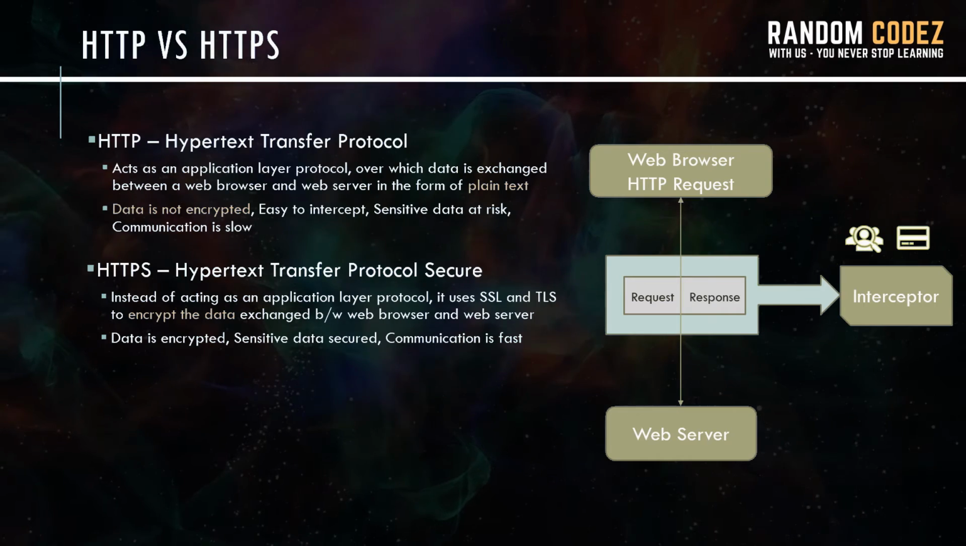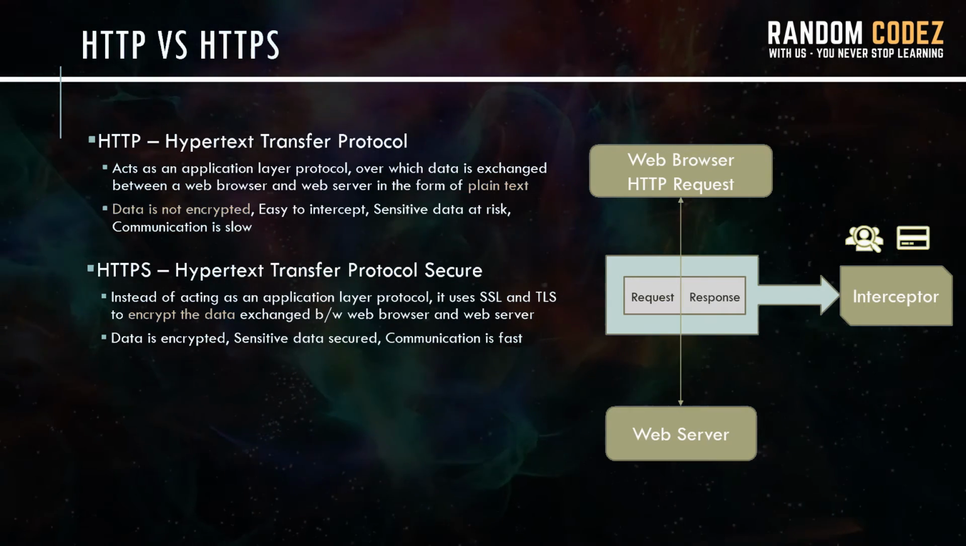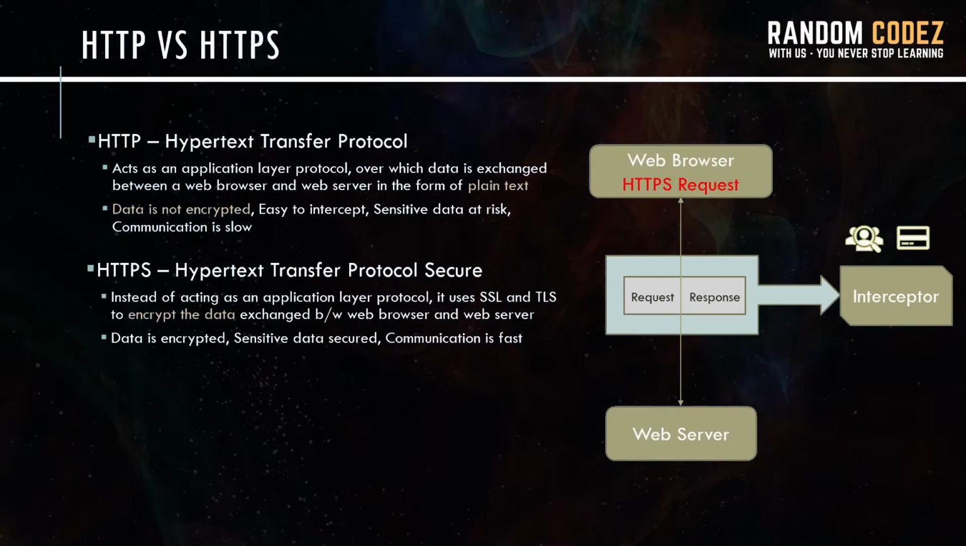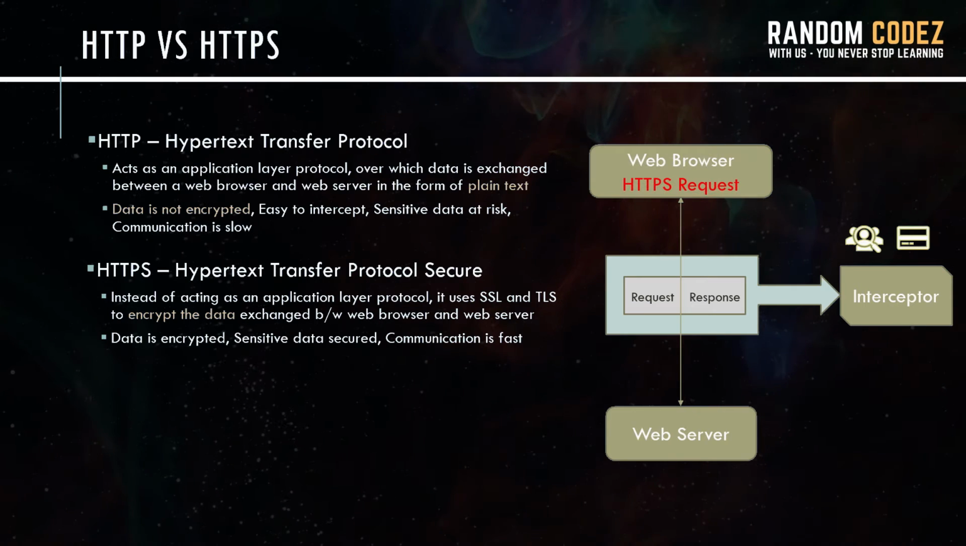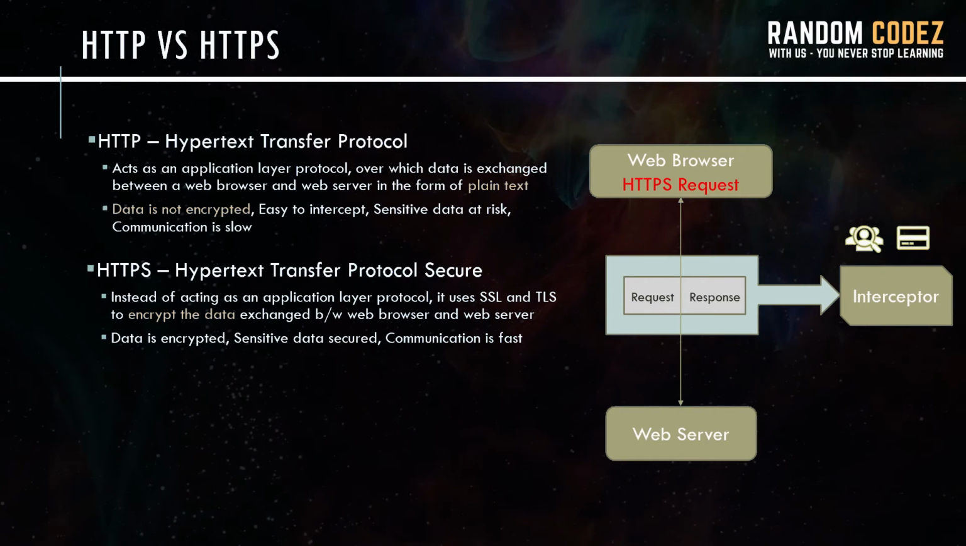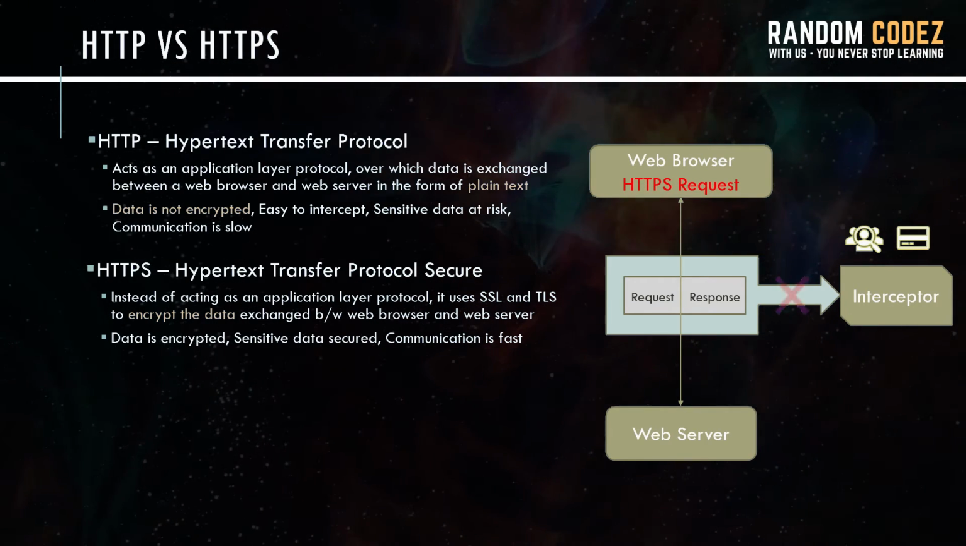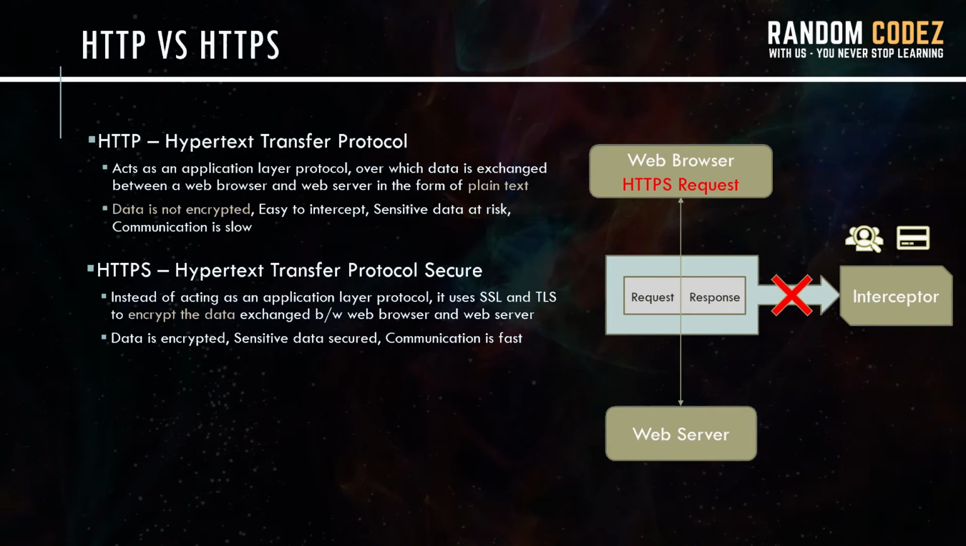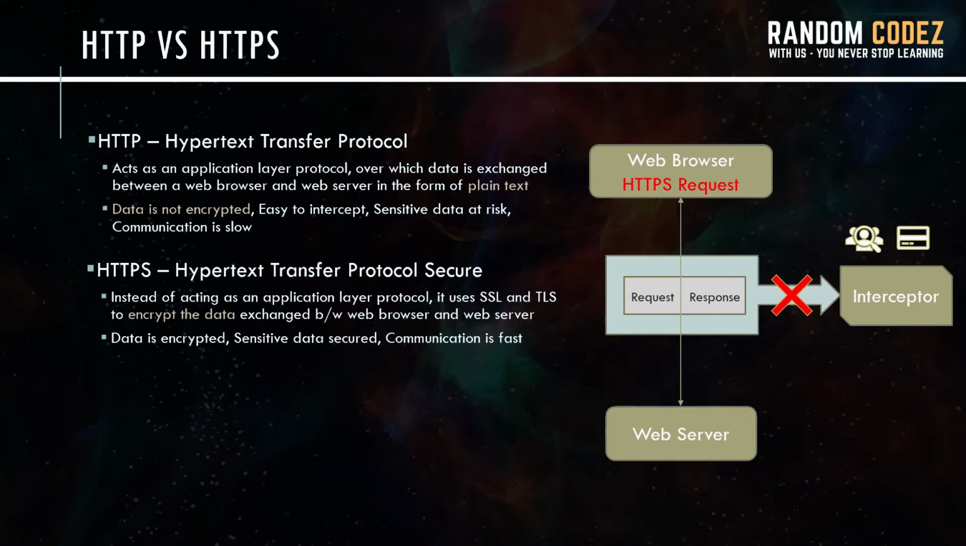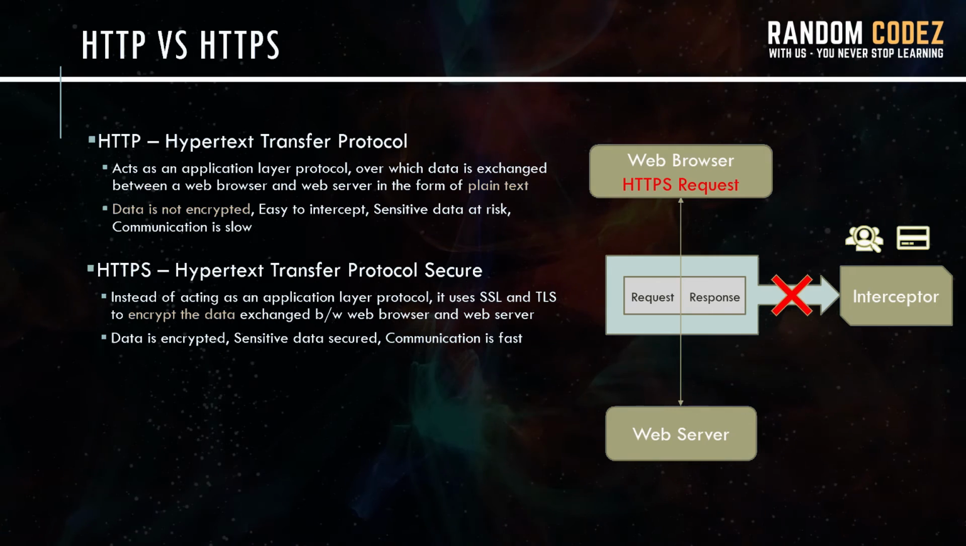Data is encrypted due to these protocols, and the data exchanged between web browser and web server is secured. As the communication is secured, the data is simply tunneled directly to the user, making it fast compared to HTTP. These are some of the key details about HTTPS.